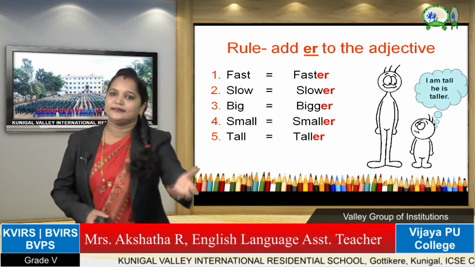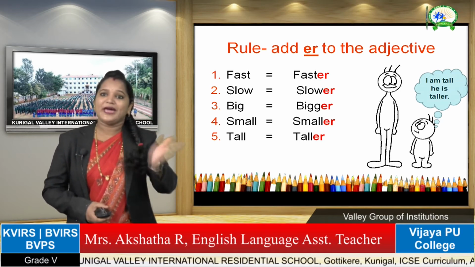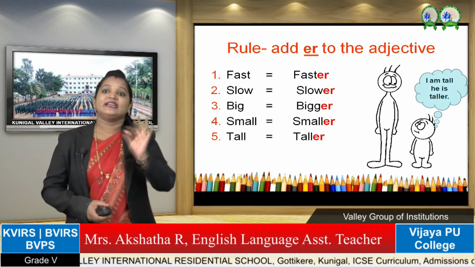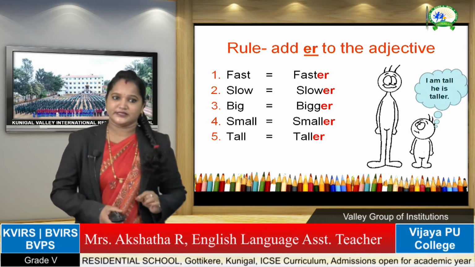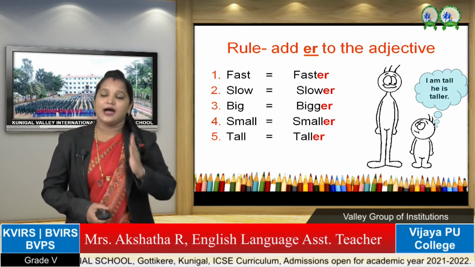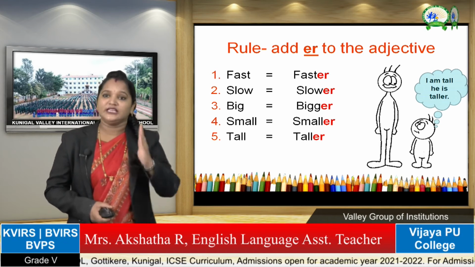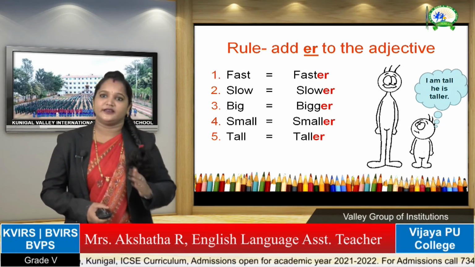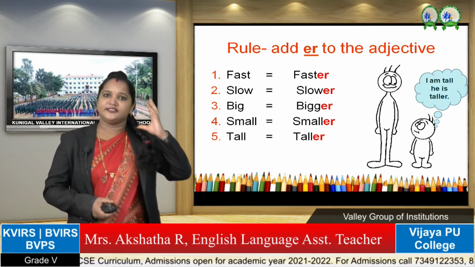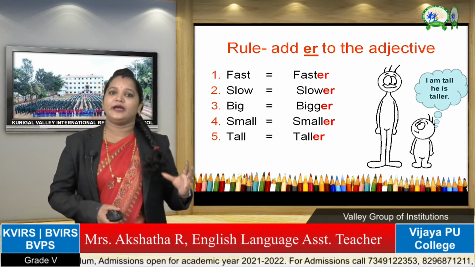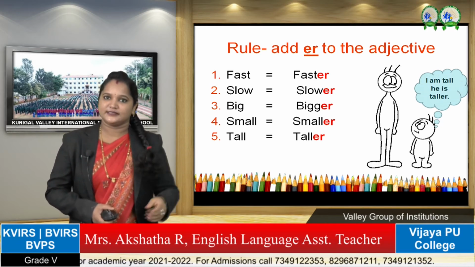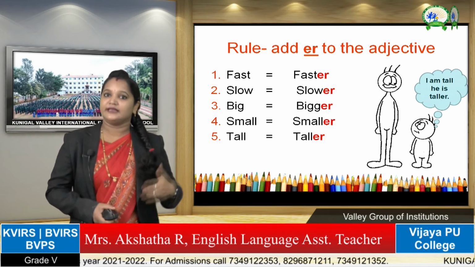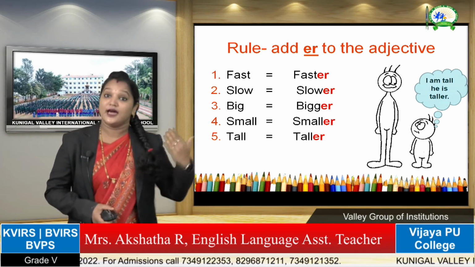This is smaller than that. So, when we compare two things, we use ER words, ER adjectives. If you add ER to the adjective, it becomes comparative degree. Please keep this in your mind. When we compare two things, we use ER words: faster than, slower than, bigger than, smaller than, taller than, larger than.